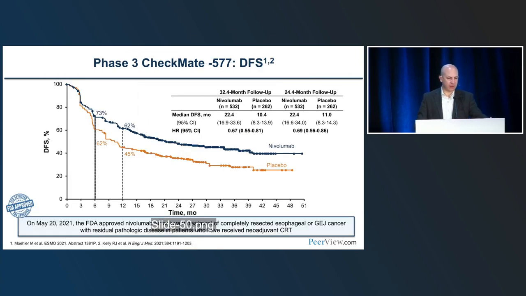And the results here, you'll see a Kaplan-Meier curve showing a very, very compelling disease-free survival, which means some of these patients are going to be cured with the addition of nivolumab over placebo. So this led to a very quick FDA approval of adjuvant nivolumab, regardless, actually, of PD-L1 expression in the patients who undergo surgical resection for esophageal cancer.